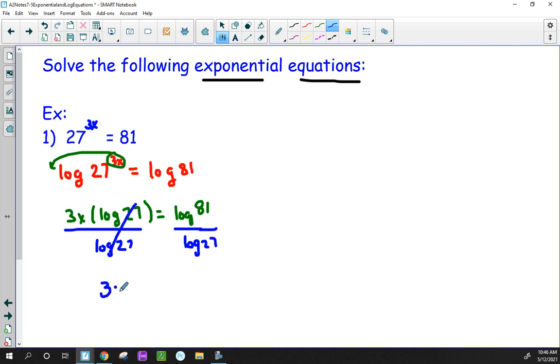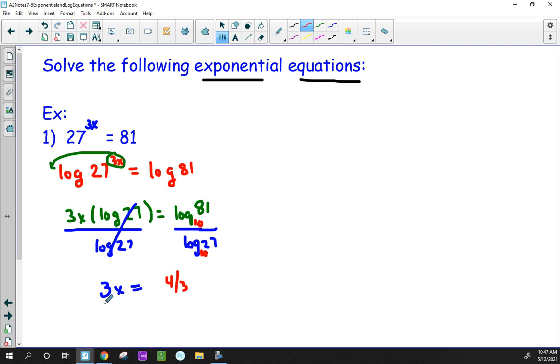You're left with 3x is equal to, and on this part you actually can use your calculator, only because it's base 10. The LOG button on your calculator is only for base 10 problems. So find your log button. Log of 81 divided by log of 27. If you type that in correctly, you get an answer of 1.3 repeating, which is the same thing as 4/3. Might be better to use a fraction here.